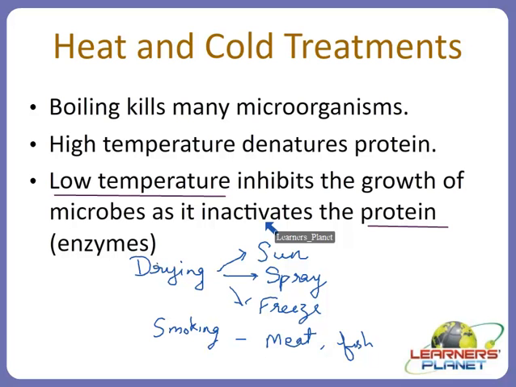They become non-functional. But when they are brought back to normal temperature, the proteins become activated and the normal phenomena will start again. So this low temperature will actually check the growth of microorganisms. Can you think of certain examples? You must have seen many food items preserved at low temperature.